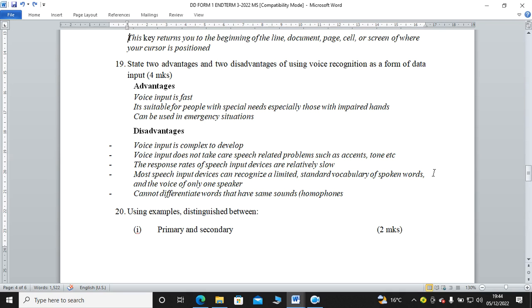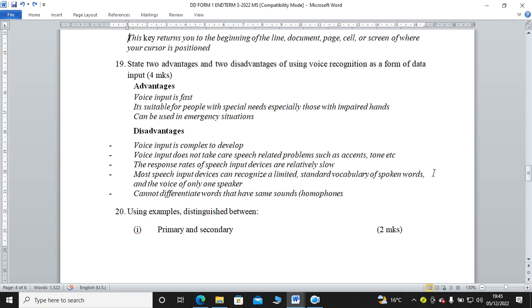Disadvantages are voice input is complex to develop. Voice input does not take care speech-related problems such as accent and tone. Remember, we appreciate we all come from different tribes or different communities, whereby we have different areas of pronunciation. That one will not be catered for by this. The response rates of speech input are relatively slow.